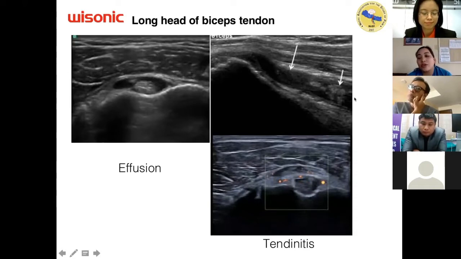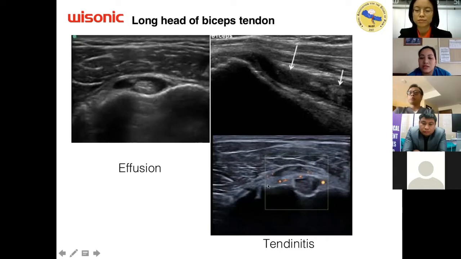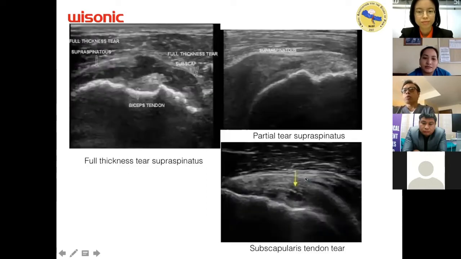anechoic and hypoechoic areas, which tells us that either there is severe tendinitis of the biceps tendon or there can be a complete rupture of the biceps tendon. If you put a color Doppler across the short axis and there is flaring of the color like this, it shows there is marked inflammation around the tendon, so we make a diagnosis of bicipital tendinitis.